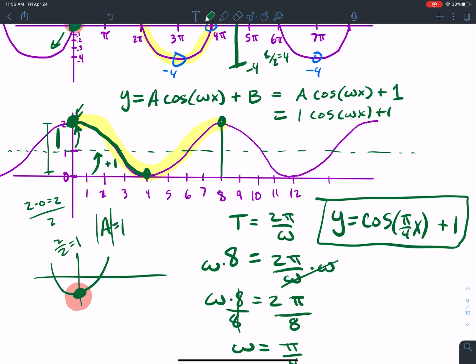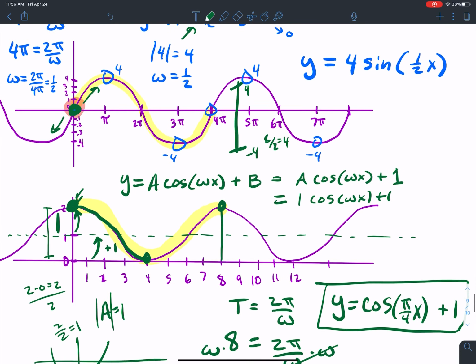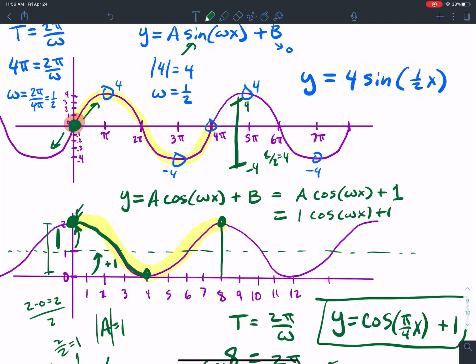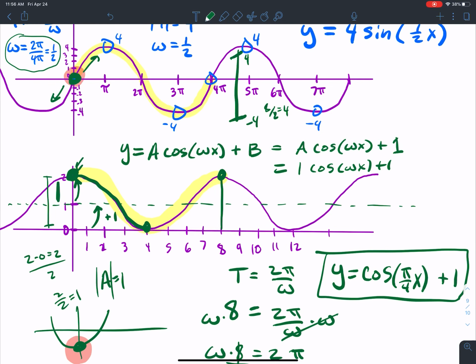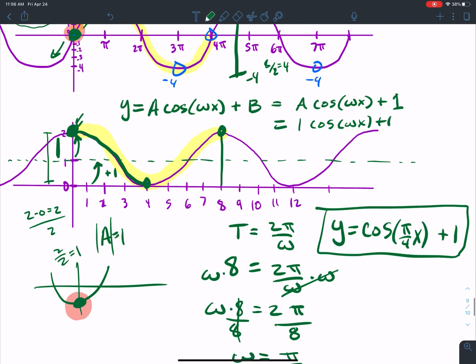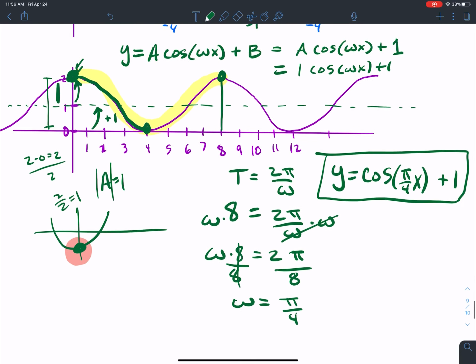To get your omega, you just look and see how long your cycle is, and you use your formula to solve for omega. And then, if it's shifted up or down, you either add or subtract. If it's down, then you're going to subtract. All right. Good luck.